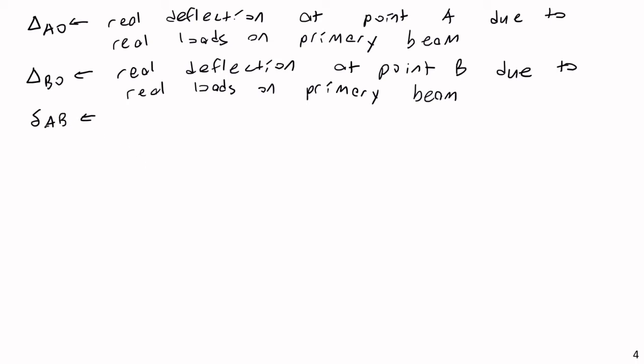And then lowercase delta AB, this would be a deflection at... so again, all of these are going to use the terminology deflection at some point by a load at some point, or the O refers to just the general case, just the general primary beam. Lowercase delta AB would be the deflection at A, but not due to the real loads on the structure. At point A, due to a unit virtual load at B.